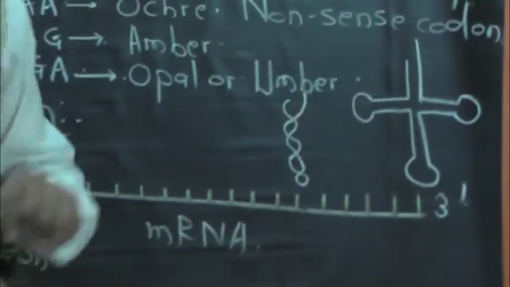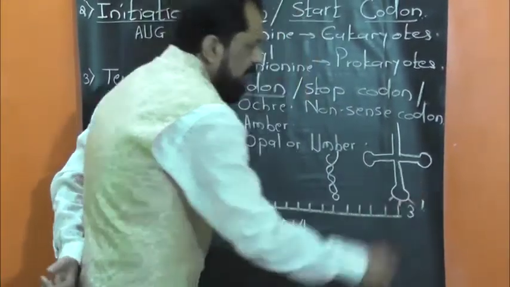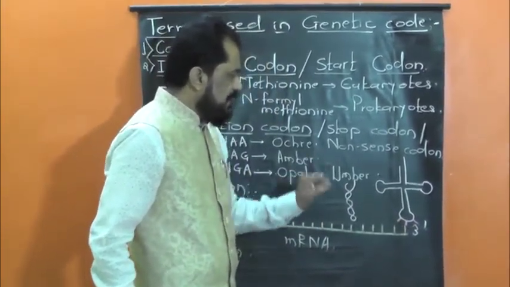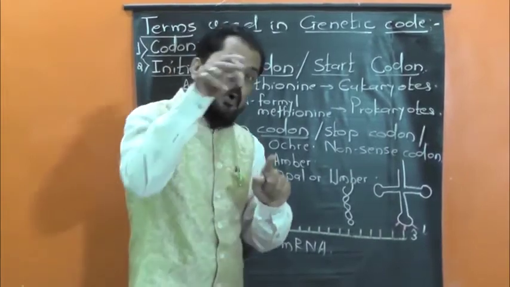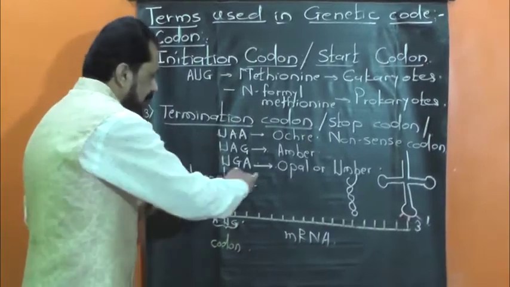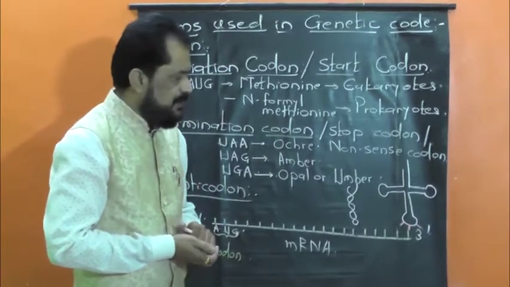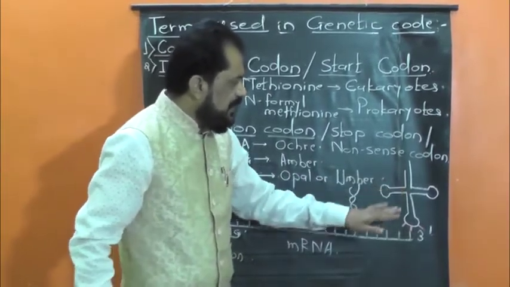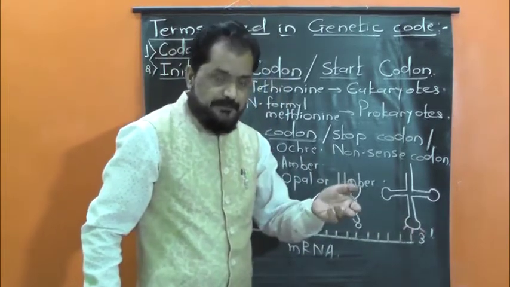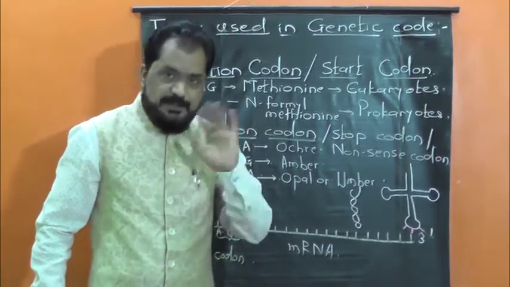Now, in this tRNA there is a sequence of 3 nitrogen bases. This sequence of 3 nitrogen bases present in tRNA, which is complementary to the codon in mRNA, is known as anticodon. You know, anti stands for opposite. याचा अर्थ असा होतो की या ट्रान्सफर आरएनए वर असणाऱ्या या 3 न्यूक्लिओटाइड्स ला अँटीकोडॉन असं म्हणतात. आणि हे अँटीकोडॉन्स मेसेंजर आरएनए वर असलेल्या कोडॉन्सला कॉम्प्लिमेंटरी असतात.